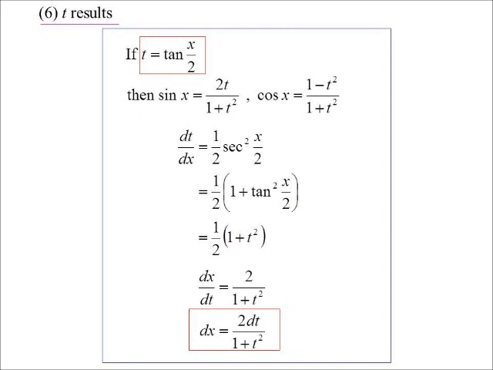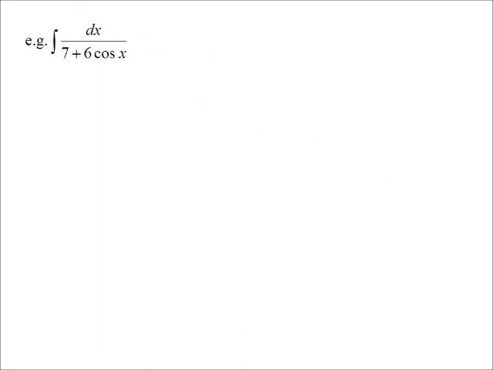It's good for questions like this. So you've got dx over 7 plus 6 cos x. You can't create the derivative there. And you can't really do it by parts either, I don't think. It'll get a bit messy if you tried, I think. So I'm going to do the substitution t equals tan x on 2, which means dx is 2 dt on 1 plus t squared, and just sub straight in.